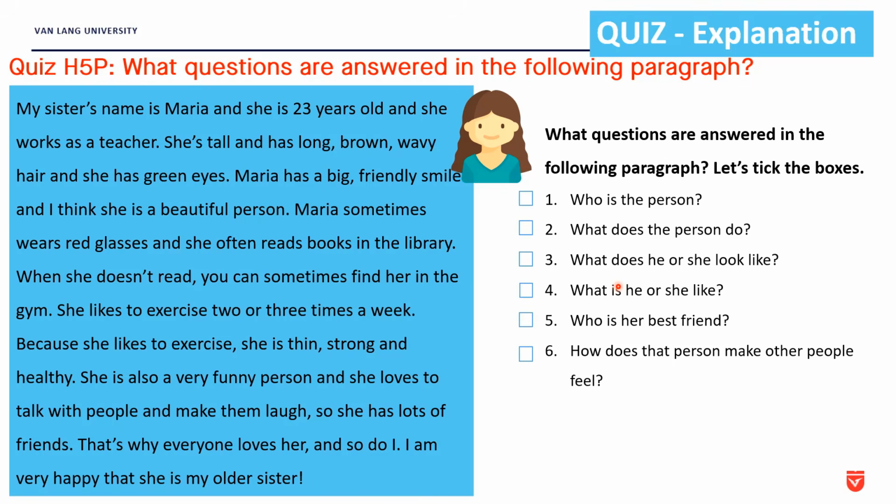Number 1, yes, her name is Maria. 2, she is a teacher. So that's correct. 3, that's a yes too. The writer mentions her hair, her eyes, and many things else about her appearance. Number 4, she is funny and loves to talk with people. So that's the yes. The writer doesn't mention her best friend, so we don't tick the box of number 5. Finally, everyone loves her. That is the answer to question 6.